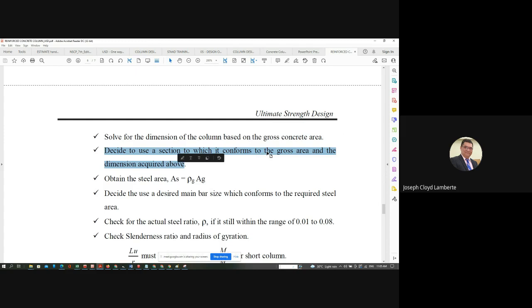Nag-round off man ka, class. Of course, normally mo dako gihapon imong gross area, ana mo dako gamay, gamay ra pod kay gamay ra man pod imong pag-round off. Then you can now obtain the AS, the steel area, by multiplying the assumed steel ratio to the gross area calculated from your design section.